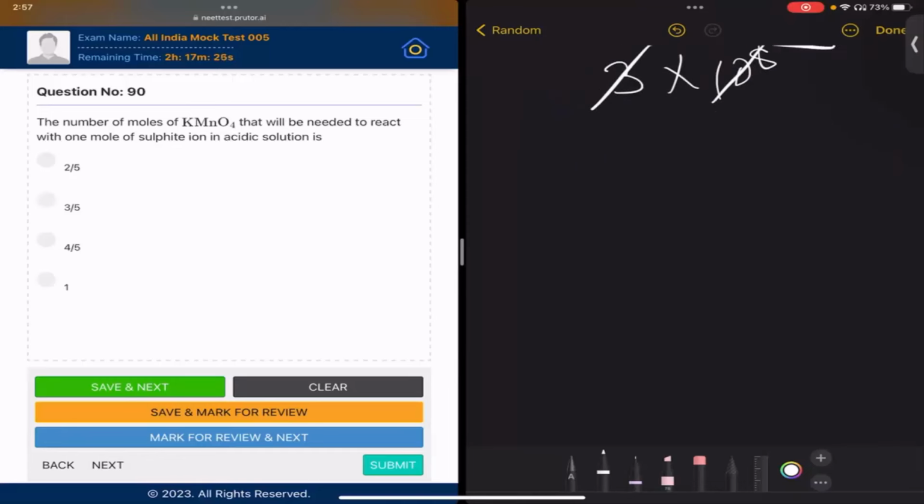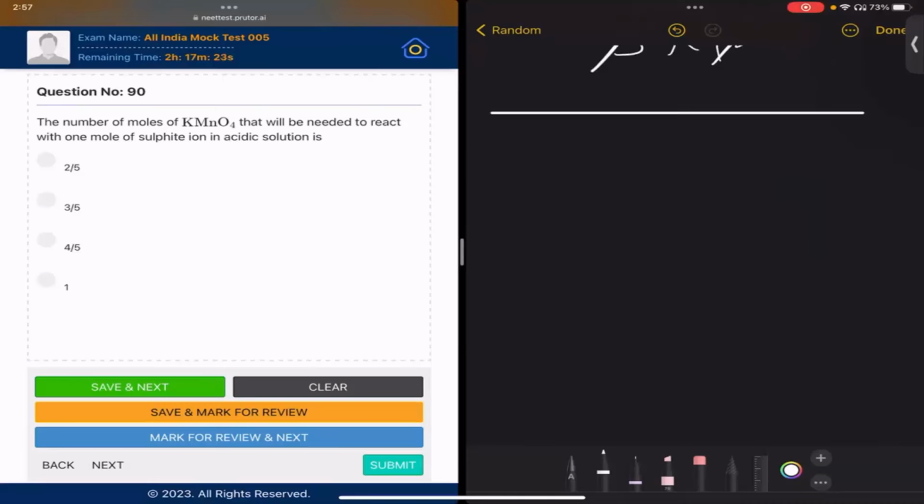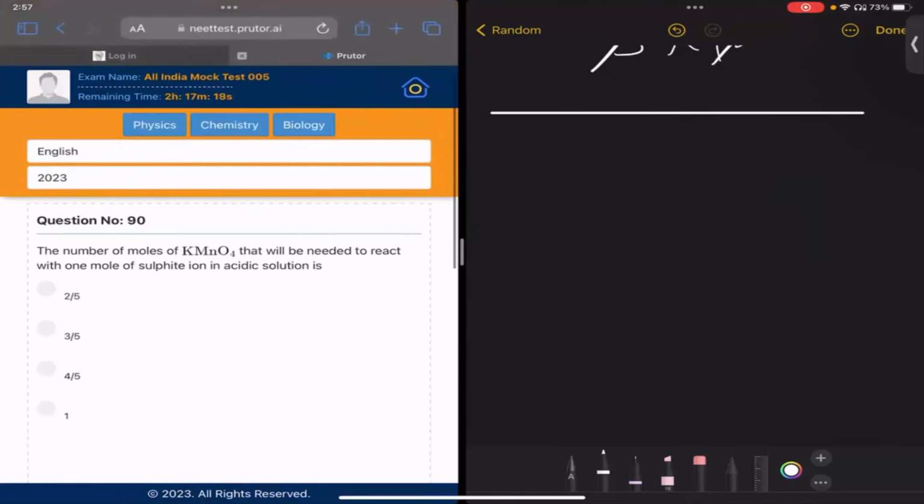Number of moles of KMnO4. Okay, so this is chemistry, starts here. Now the number of moles of KMnO4 that will be needed to react will be going to physics first. Okay, physics is better for me.